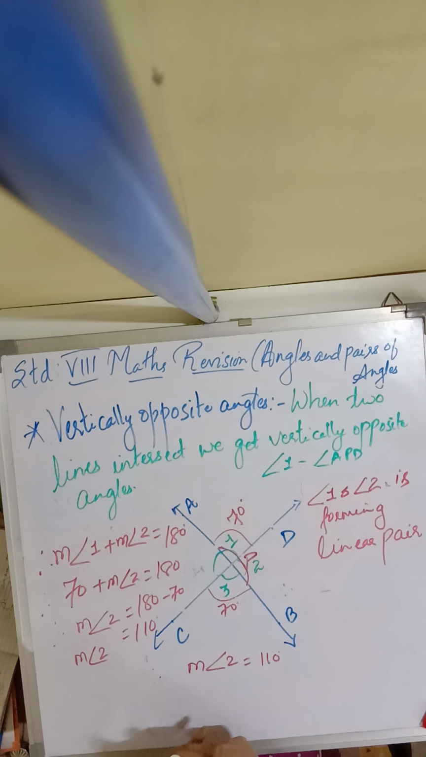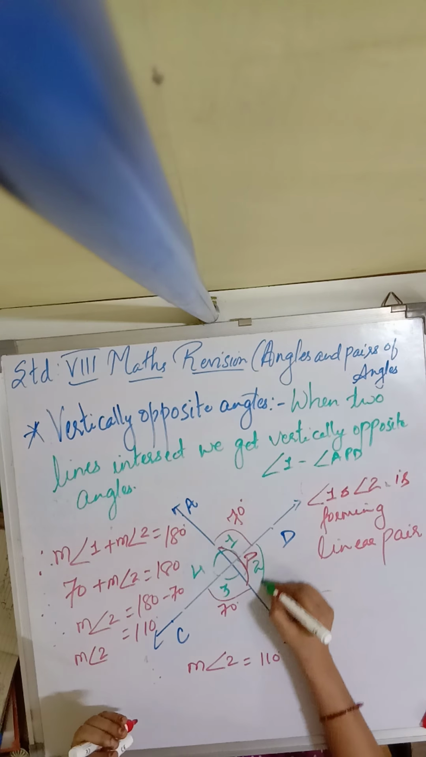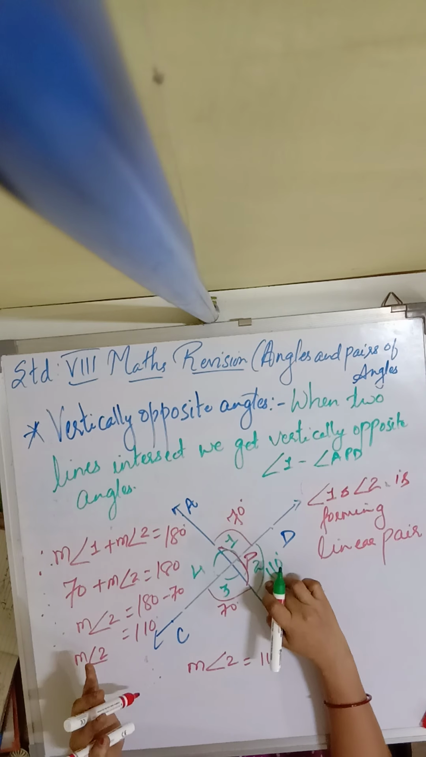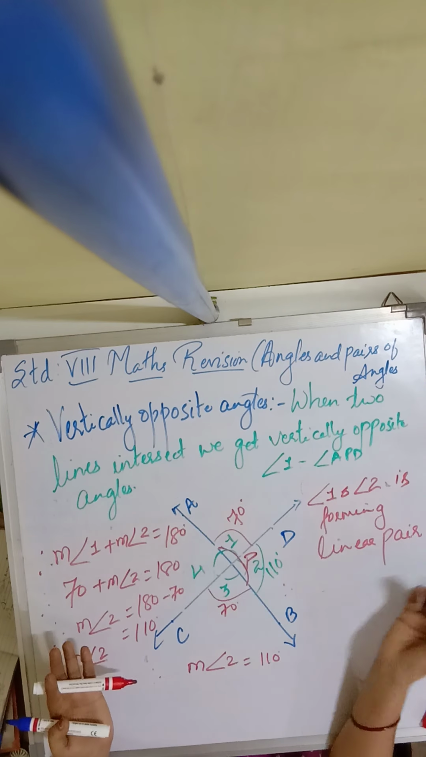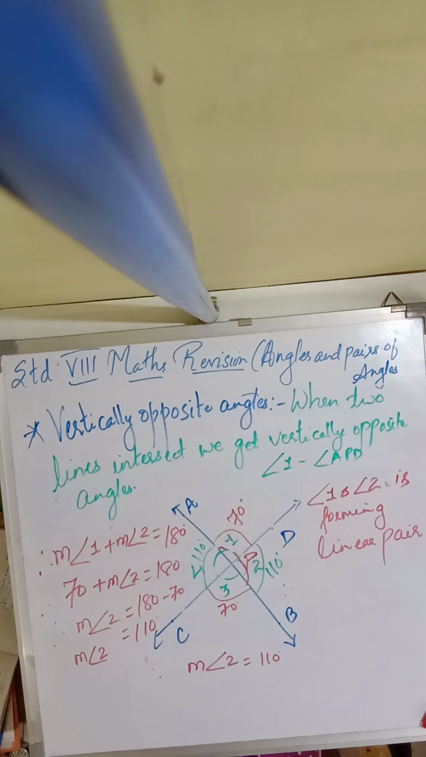What can we say about measure angle 4? What will be the measure of angle 4? Now this is my 110 degree. Suppose angle 2 is 110 degree, children, then angle 4 also will be 110 degree. Why? Because they are the vertically opposite angles.